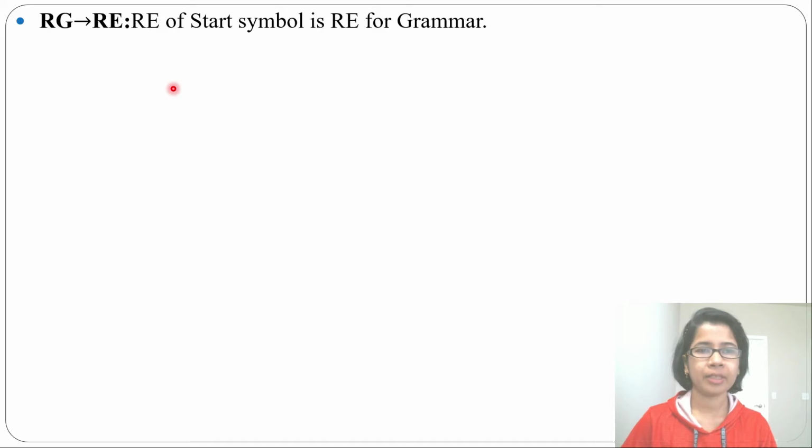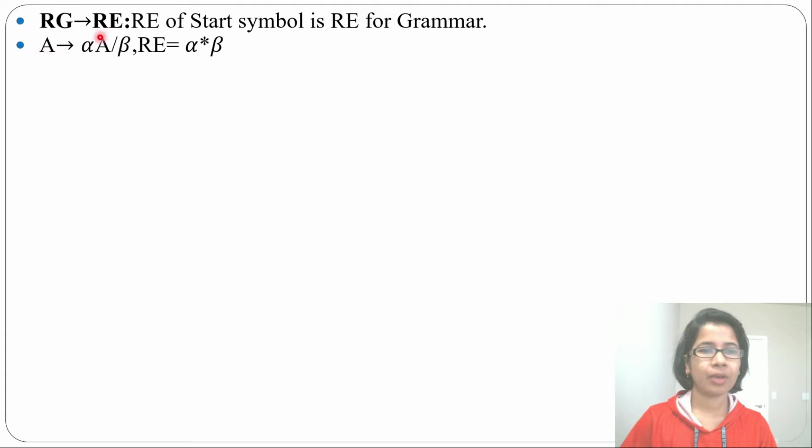Hi, in the previous lecture I discussed how to convert regular grammar to finite automata and finite automata to regular grammar. Let's discuss how to convert regular grammar to regular expression and regular expression to regular grammar. So the regular expression of the start symbol will be the regular expression for the whole grammar.